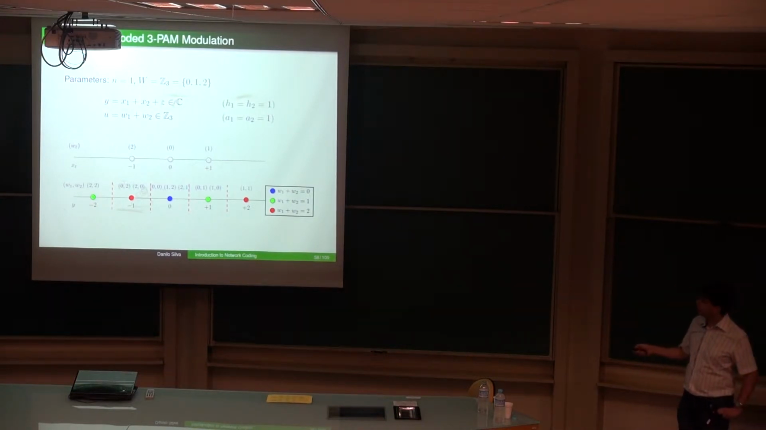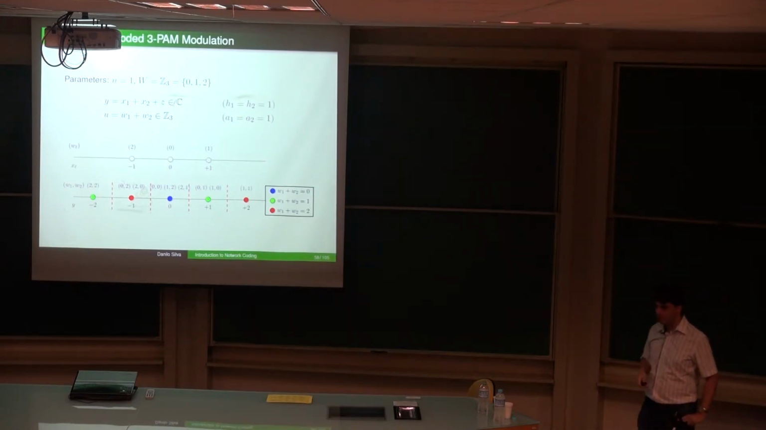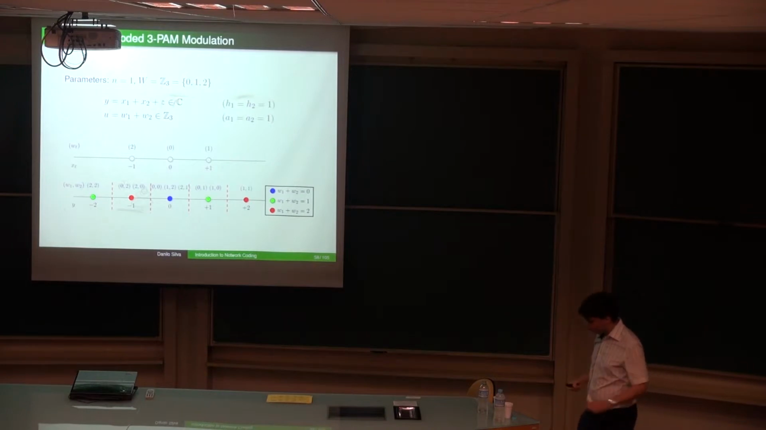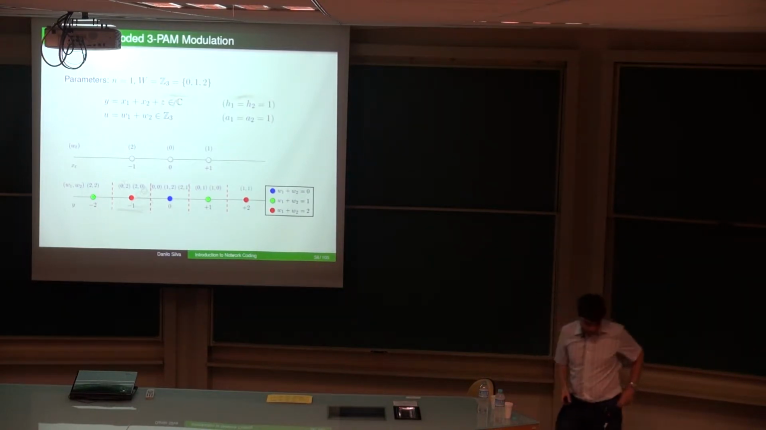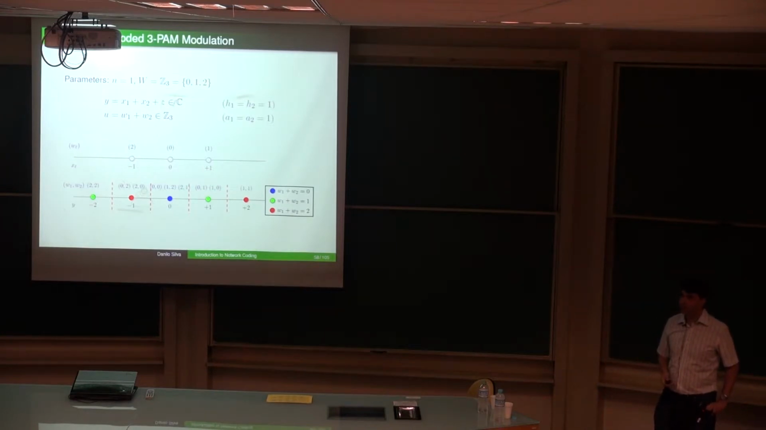So for instance, this point here corresponds either to symbols 0,0, 1,2, or 2,1. Their summation in Z3 is equal to 0. But let me try to make things a bit harder. Is this example fine?